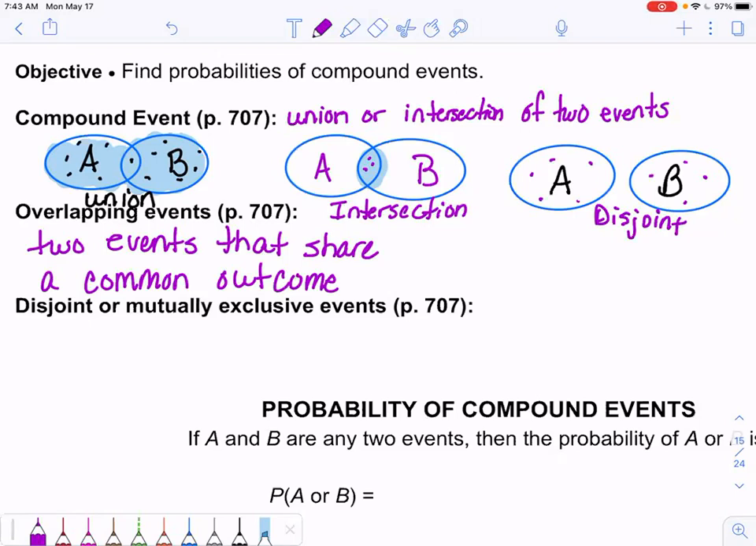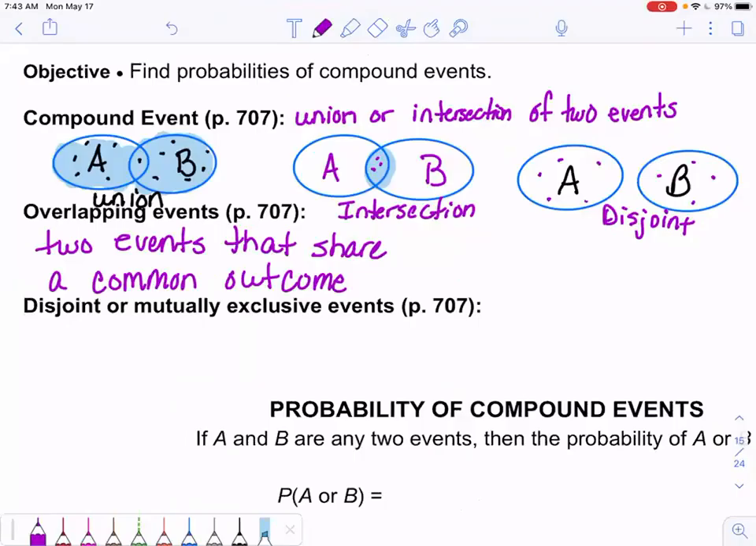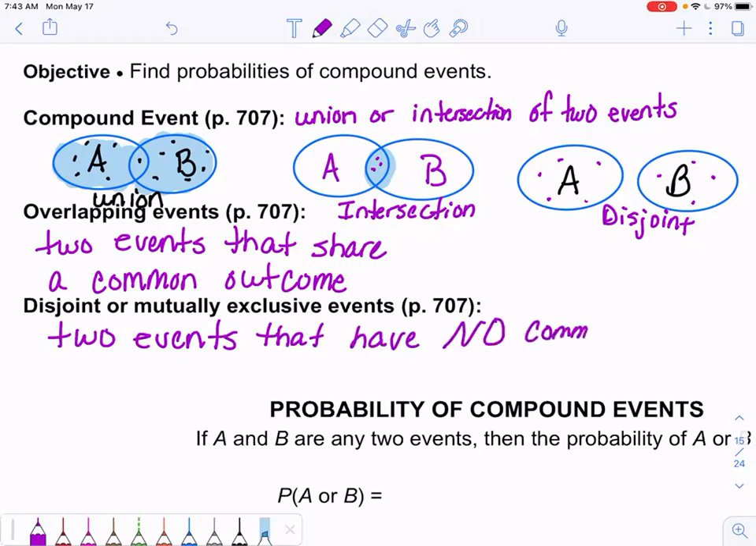So of course, the other term, and you'll see both of these words used, disjoint, mutually exclusive. Disjoint, they're separate from each other. Mutually exclusive, they're separate from each other. So two events that have no common outcomes. And again, you'll see either word. You'll see the word disjoint or you'll see the word mutually exclusive. But they are separate, they don't connect, they don't have anything in common.